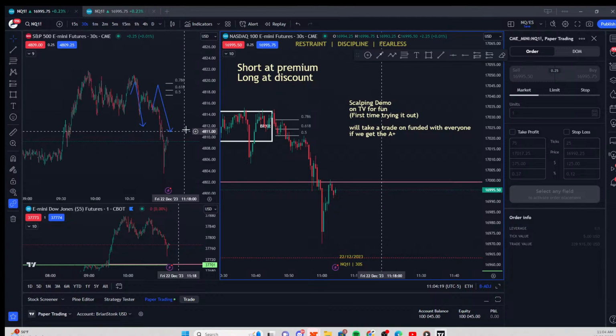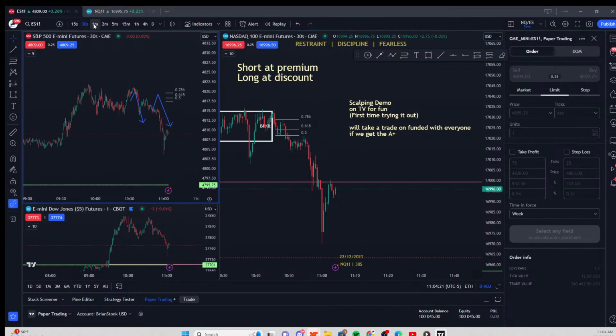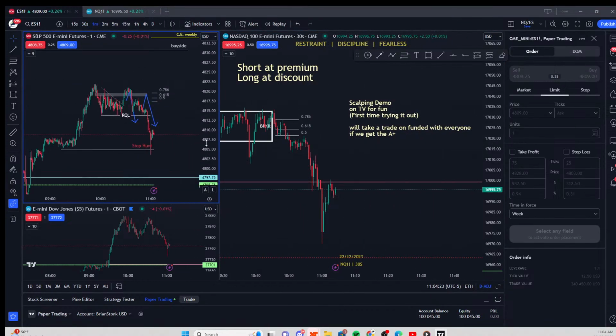Looks like a demo day so far though. Doesn't look like an appropriate good trading day yet.